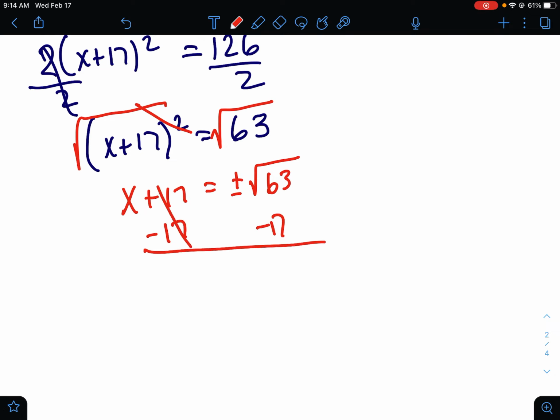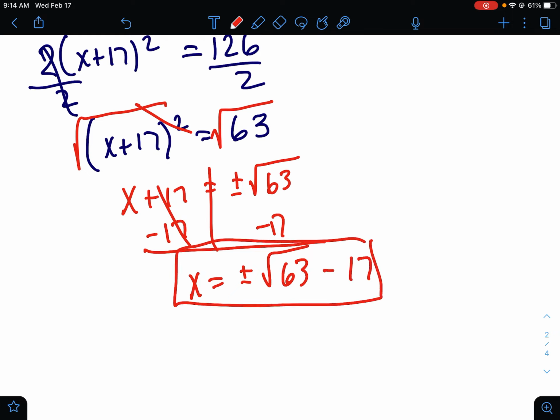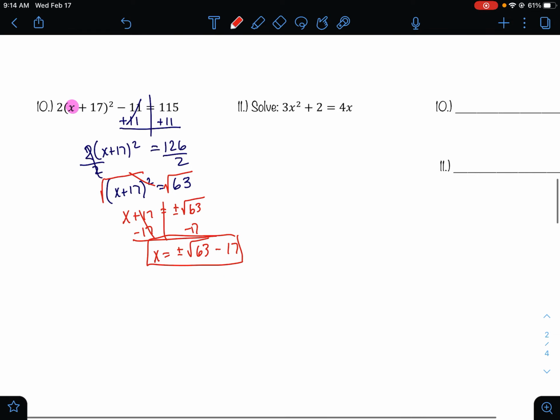You can get out the door. There's the door. So we have x equals plus or minus the square root of 63. Because 17 and square root of 63 are two different numbers, one's a square root, one's not. They're not like terms, and they cannot combine. So they just get attached onto the end there. And that is it. Moving on to number 11.